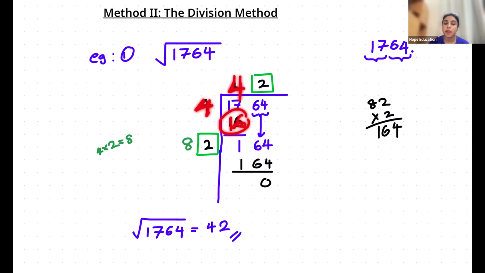And then 17 minus 16, I get the answer as 1. Next, I bring this entire pair down. 64 is the next pair, so I take that entire pair down. Then I have 164 here. Right?